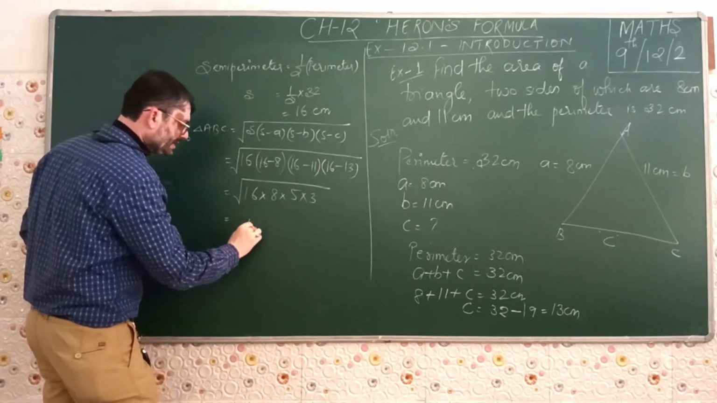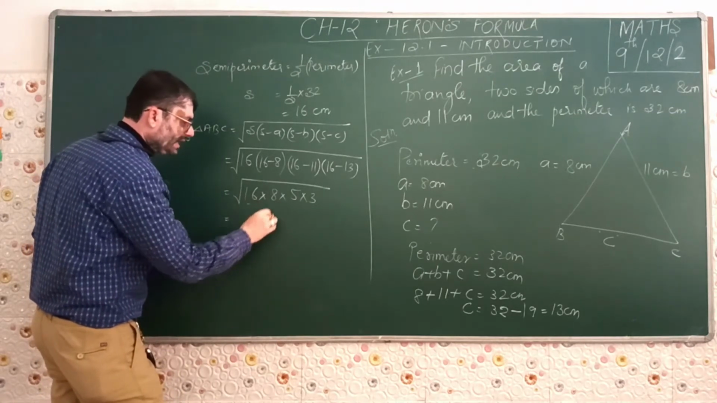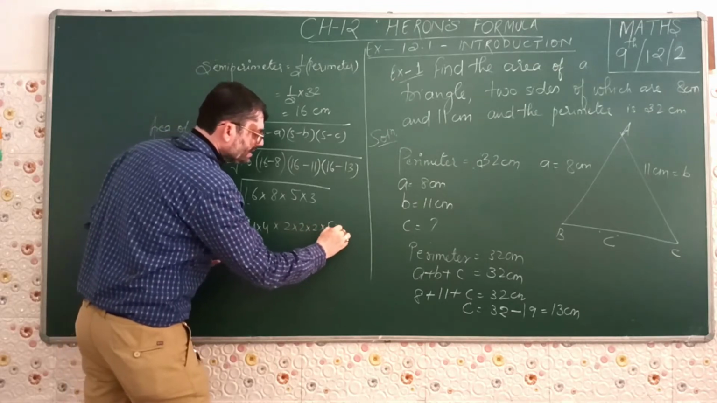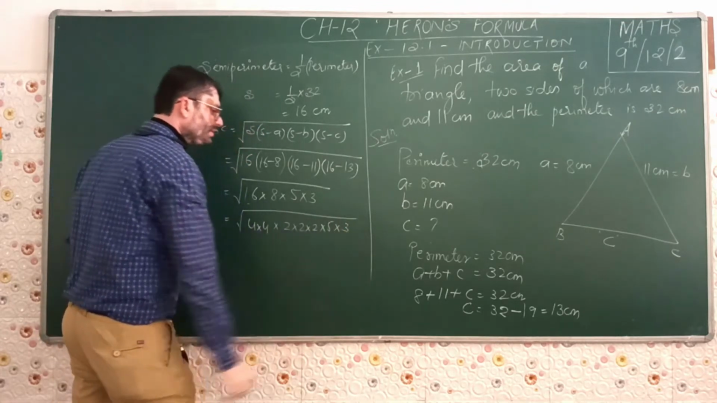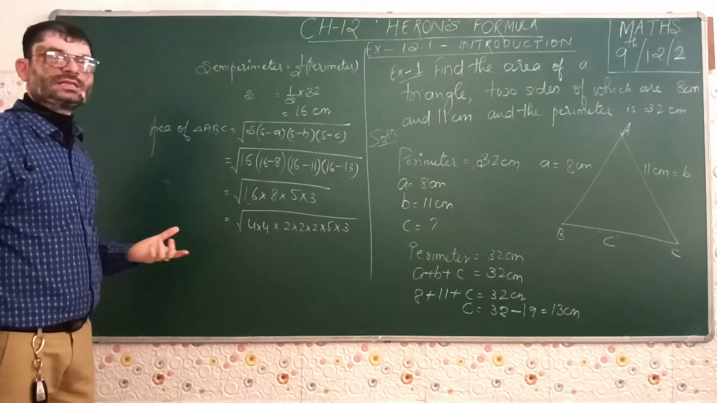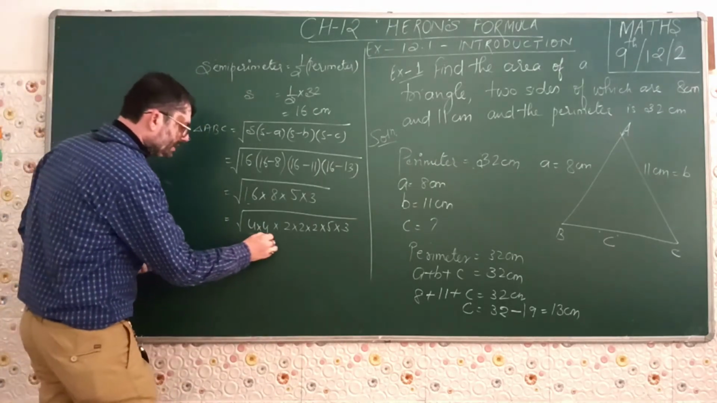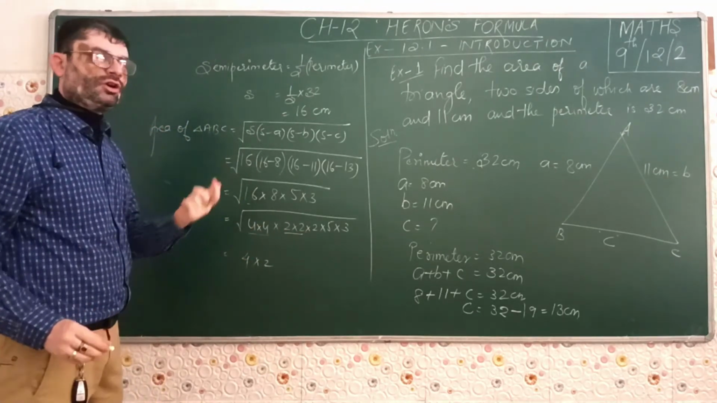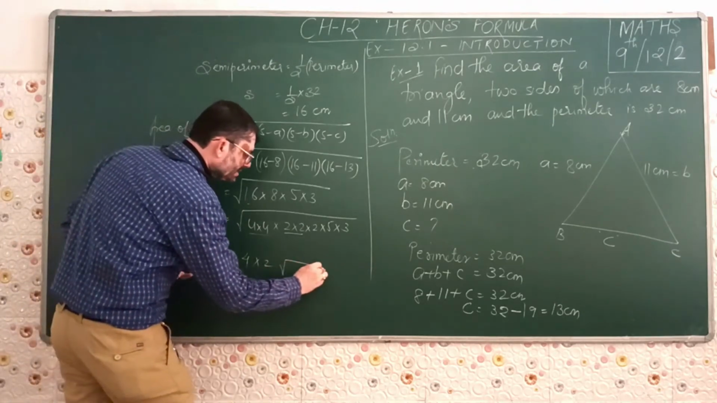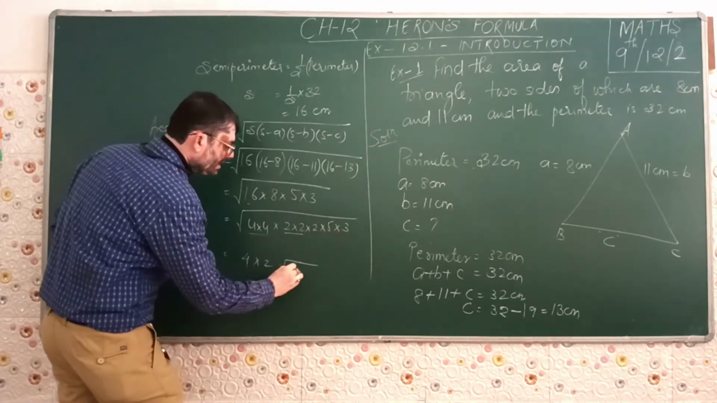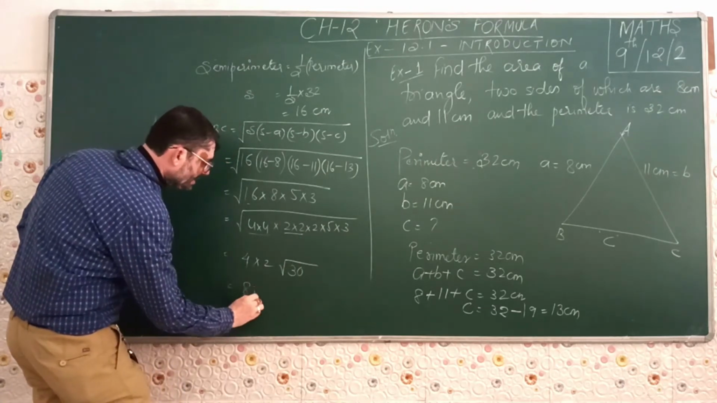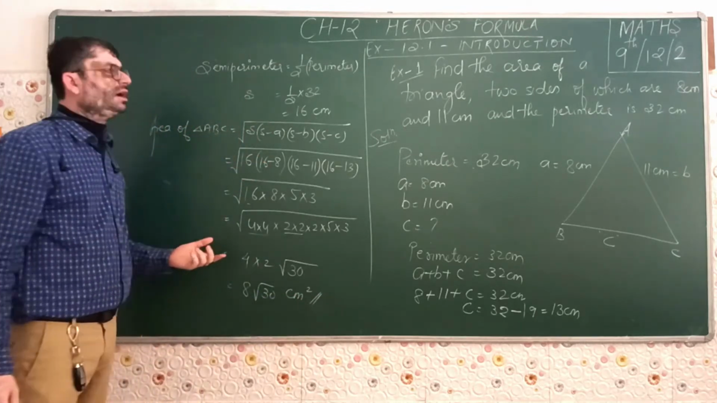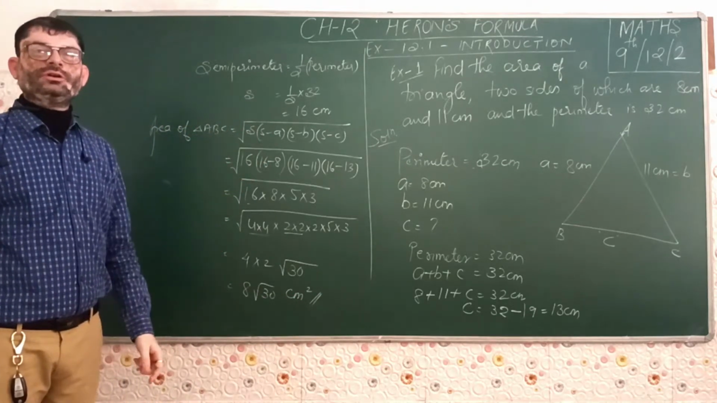So this can be written as 4 into 4 is 16, 8 can be written as 2 into 2 into 2, and 5 as it is, and 3 as it is. As we had done in class, even for finding the square root of a particular number, this pair will give me 4, this pair will give me 2, and the rest are not in pairs. So this is made as it is, root under 2 into 5 into 3, this is 30. So this can be written as 8 root under 30 centimeter square. So this is the area of the triangle that we were looking for.